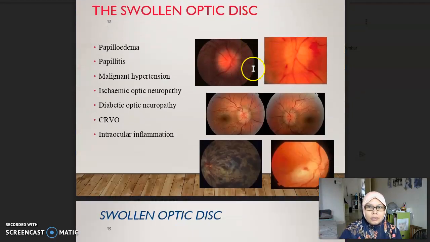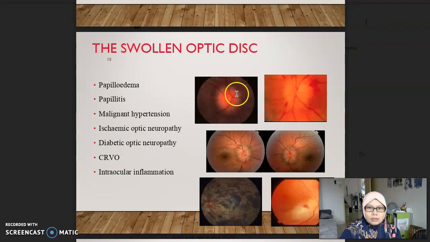How about this one? Look at this. This is a swollen optic disc. Picture number 1: the margin is not clear, isn't it? And how about the color? The color is very red. This is not pink, this is hyperemic. And then the blood vessels are probably a little bit swollen and tortuous. If you look carefully, you can see the tortuosity.